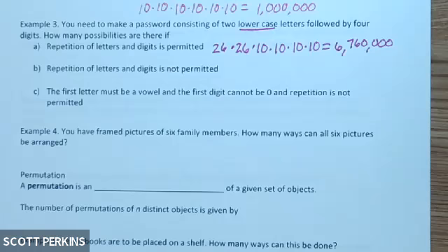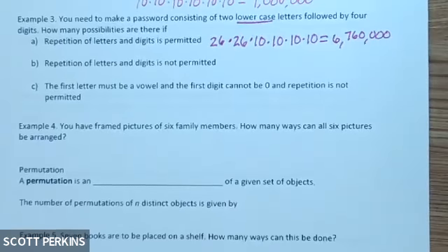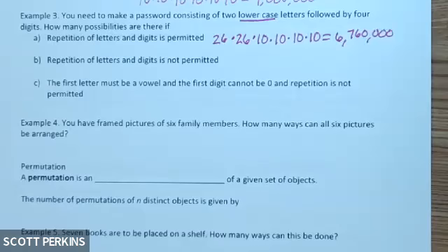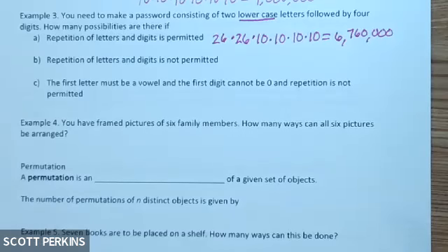Lots of options. All right, well, we're just going to put some constraints on this now just to make sure you're getting the idea of the counting principle. So part B says, okay, still 2 letters, still 4 digits, but now we're not repeating. You can't reuse a letter or a digit.